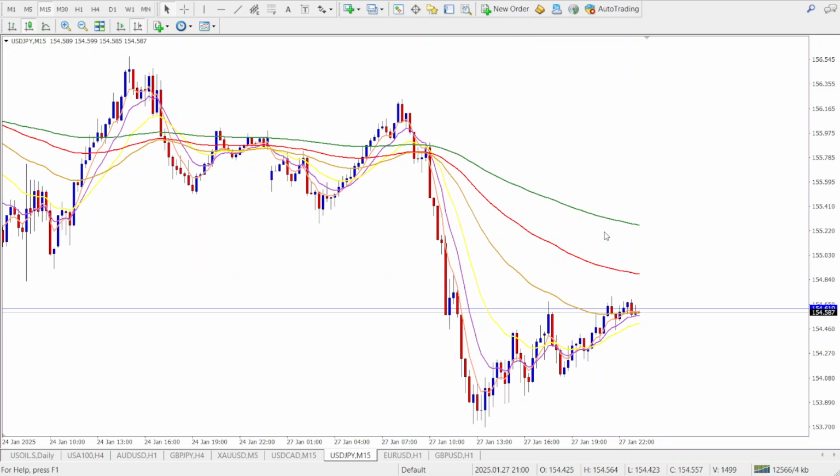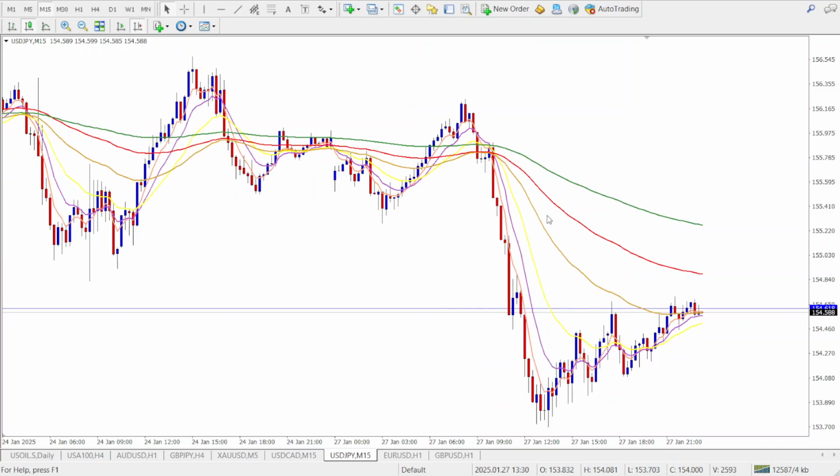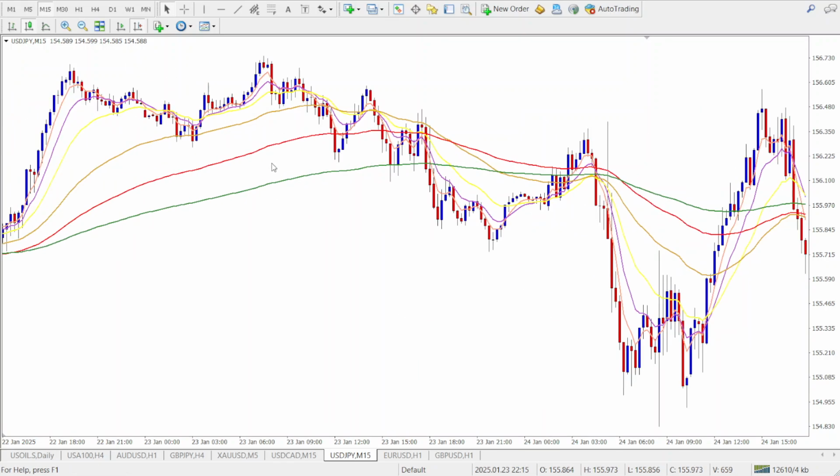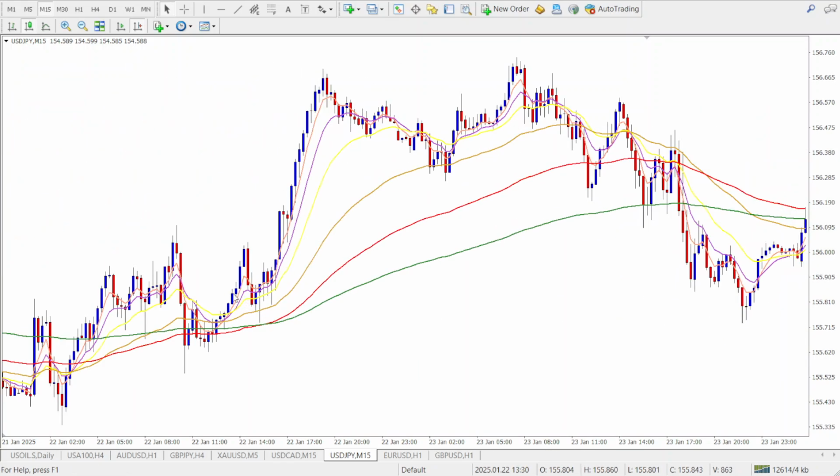Now let's talk about how to read the chart. When the shorter term moving averages, like the 5 and the 10, are above the longer term ones, let's look at a practical example like here. When the 5 and 10 period moving averages are above the 50 and 200, it suggests an uptrend, like we can see what happened here. The rainbow turns green, showing that momentum is bullish.